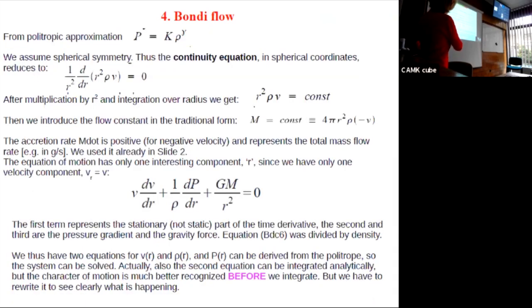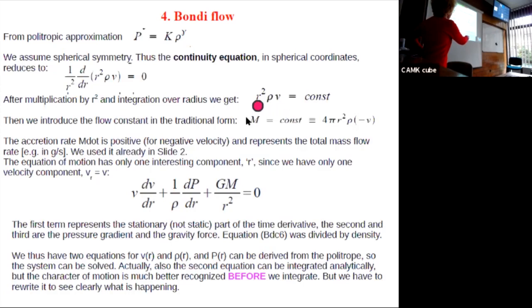So now this can be really simplified. And finally, from the continuity equation, you have only one term, 1/r², and then the derivative of r² rho times velocity. And here I drop index r because we have only one velocity. It's the radial velocity. And this equation is easy to integrate. You can multiply by r square just to get rid of this stupid thing. And then if this is constant, it means that, well, this inside is constant.